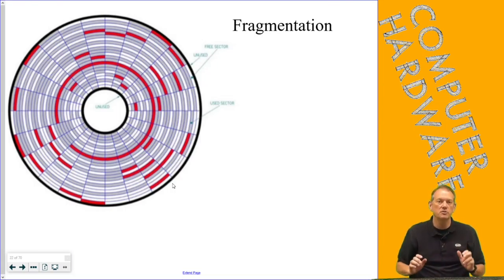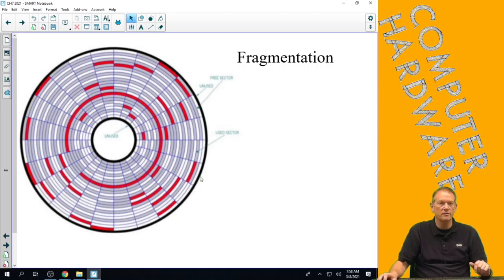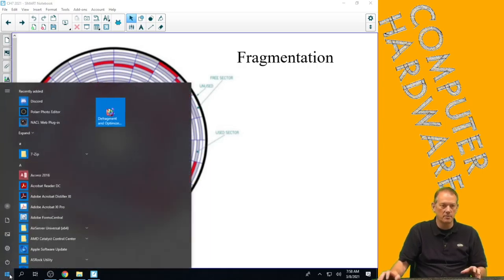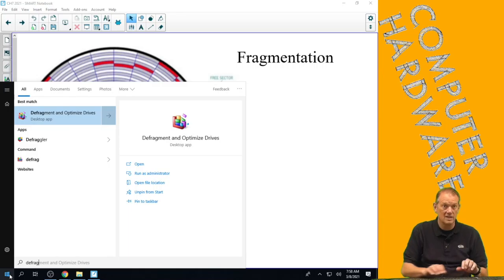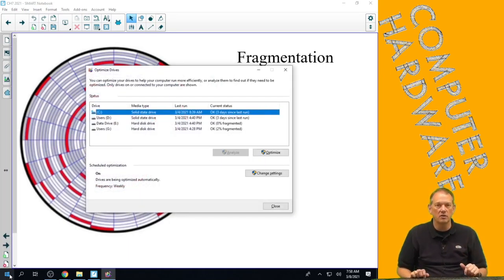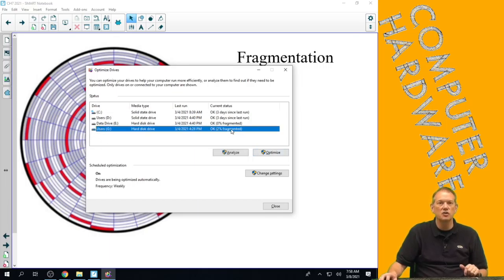Let's open up two different fragmentation programs. First of all, we're going to look at the Windows fragmentation program, which, by the way, I think is a terrible fragmentation program. So if I just go down to my Windows button at the bottom and type defrag, I will get the Windows app to defragment hard drives. And I'm going to look at my G drive here. It says it's 2% fragmented.